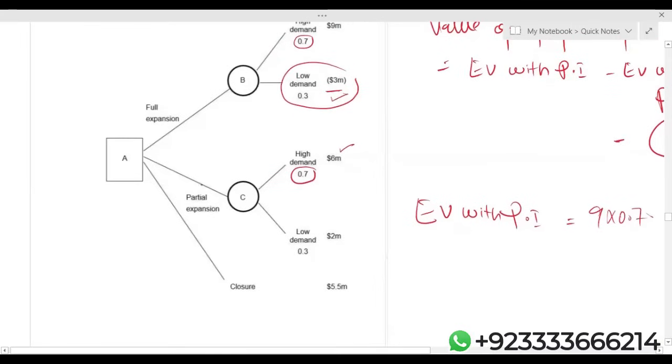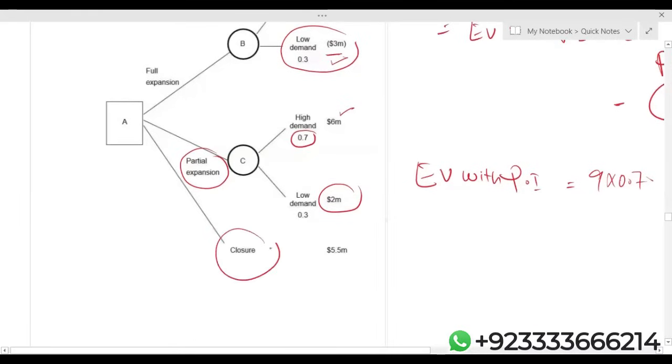In case of partial expansion, we'll be generating 2 million. But don't forget one thing. If you have the information that demand is going to be low, full expansion will give you a loss of 3 million, partial expansion will give you a benefit of 2 million. So if you have the information that demand is going to be low, instead of full expansion or a partial expansion, you should go for closure.